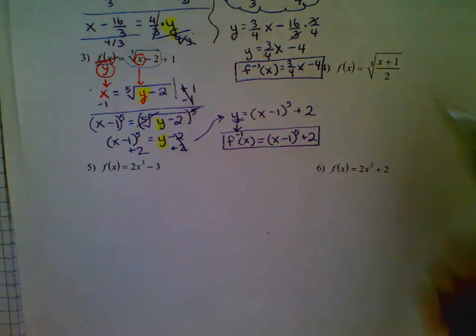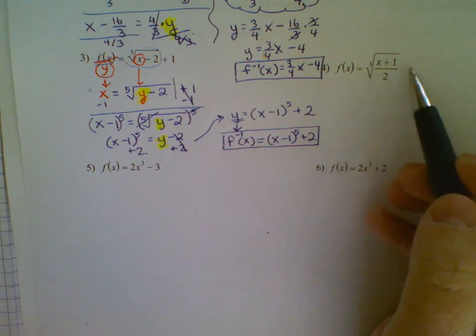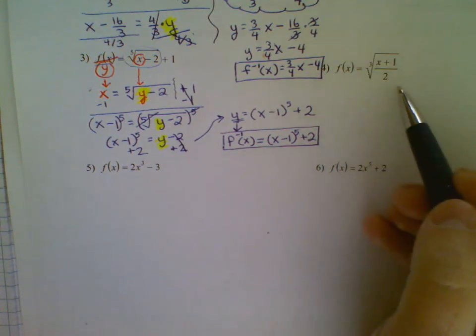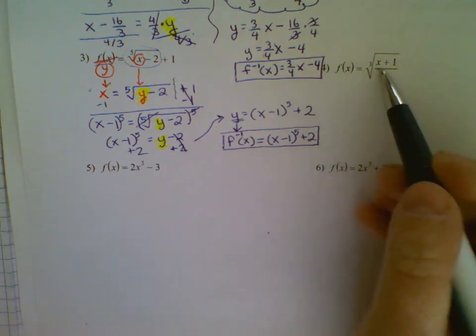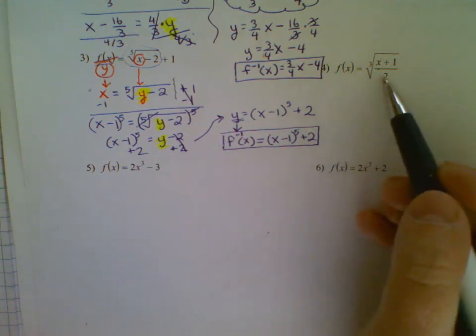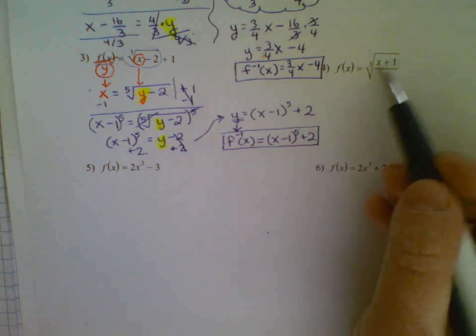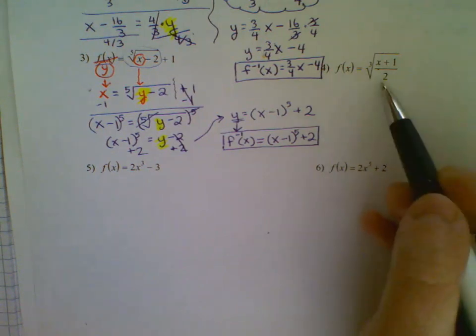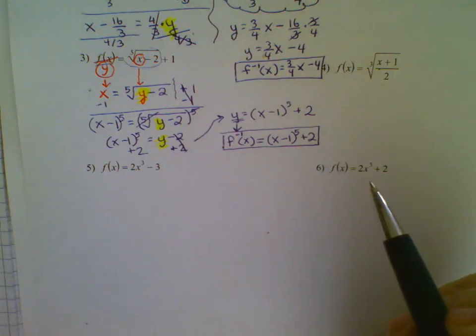Again, you can do number 4, which has a cube root. So in this case, the cube root is already by itself. So the first thing you're going to do once you switch your x and y is you're going to cube both sides, which will give you an x cubed over here and y plus 1 all over 2 over here. So do that for practice, and of course ask your teacher for help if you need it.